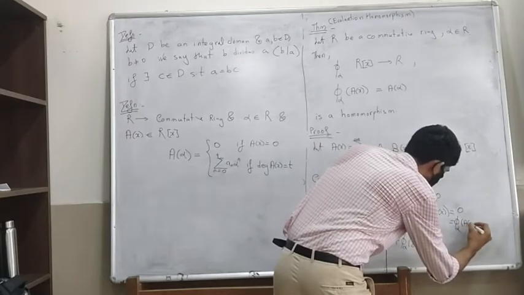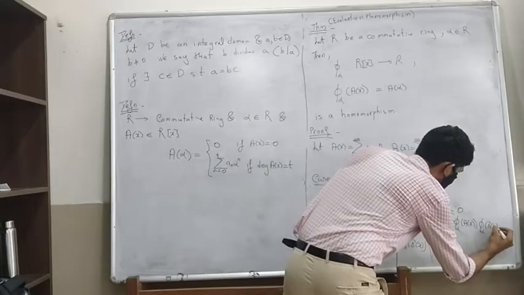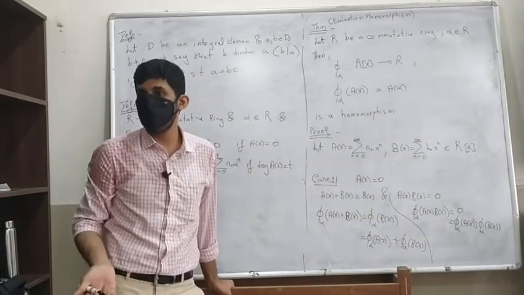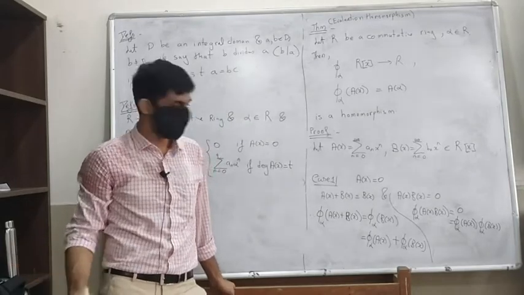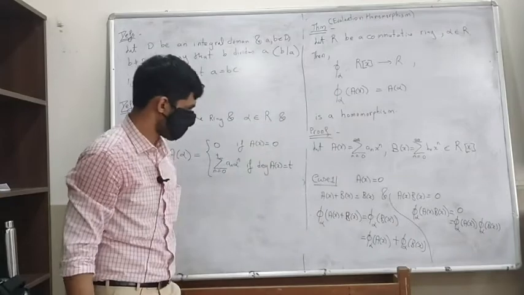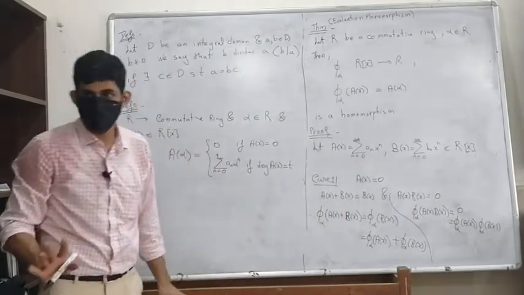Why? Can anyone tell me why this holds? Because phi alpha of A of x is 0, because A of alpha is 0, by definition. So this holds when either A of x or B of x is 0.